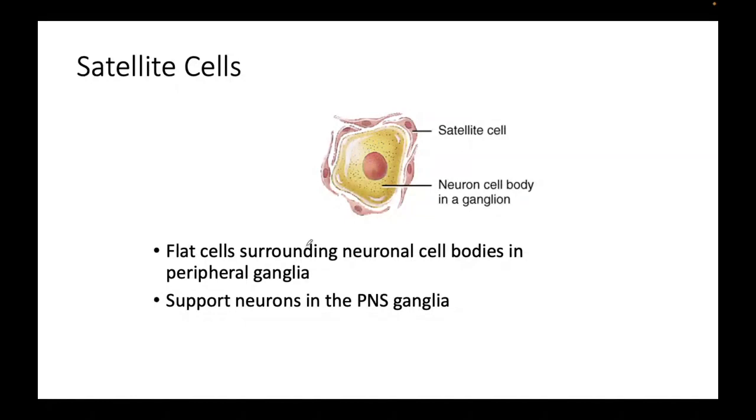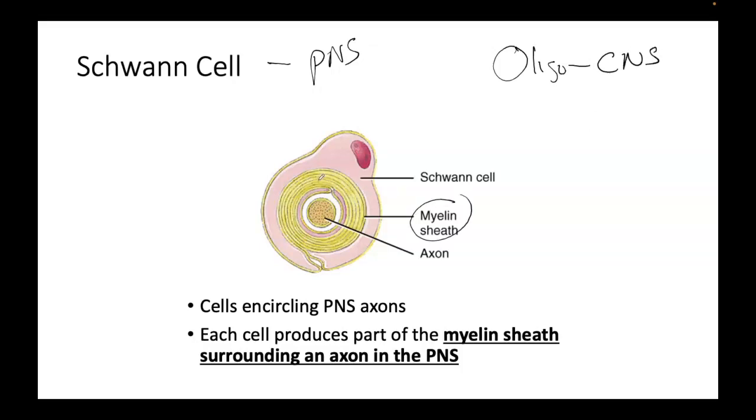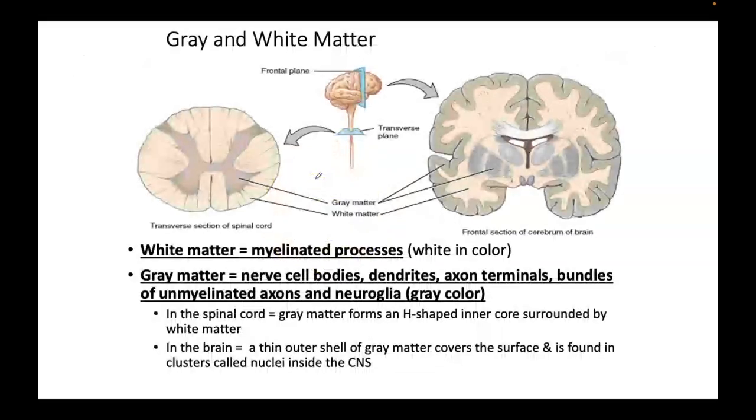Satellite cells are just flat cells that surround the neurons, and they're just supporting cells. All they do is support neurons in the peripheral neural system. Schwann cell, same as the oligodendrocyte. The difference between the Schwann cell and oligodendrocyte is real estate: location, location, location. Schwann cells are going to myelinate in the peripheral neural system. The oligodendrocytes are going to myelinate in the central neural system. And that's the myelin sheath. It speeds up the action potentials.